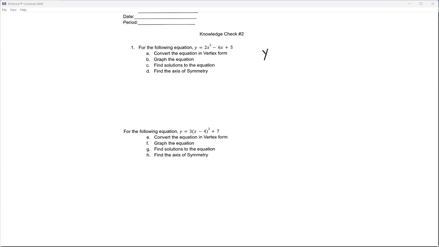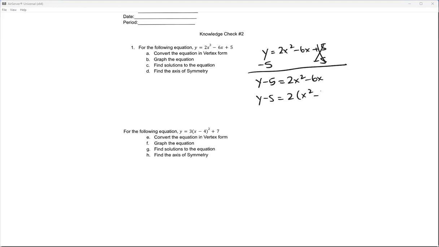Remember, this was a little bit controversial because it's 2x squared minus 6x plus 5. Again, Mr. Che likes to subtract the 5 first. I know a lot of people don't like to do that, but I like to do that. So it's y minus 5 is equal to 2x squared minus 6x. And then y minus 5 is equal to, you factor out the 2, it's x squared minus 3x. Remember, you don't factor out the x, because we're completing the square.